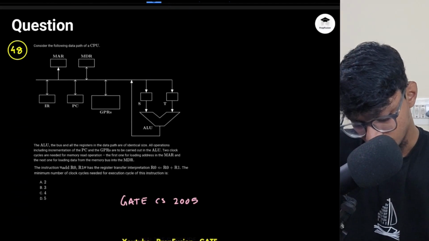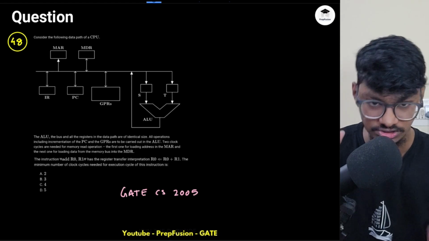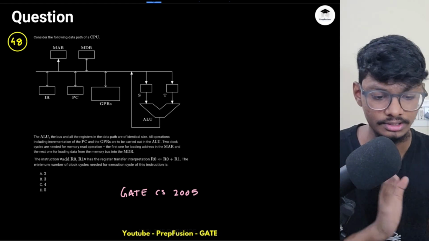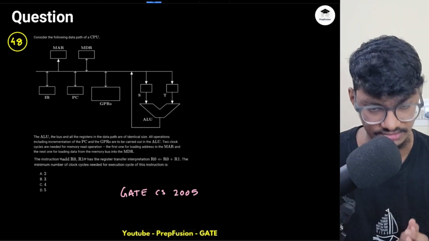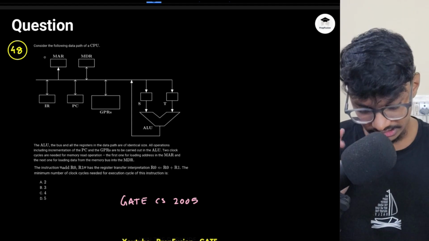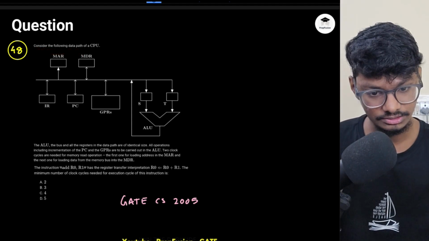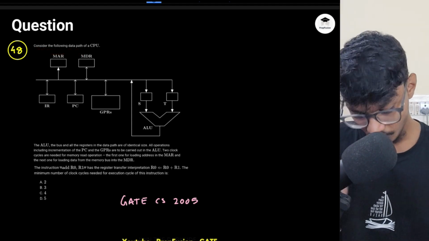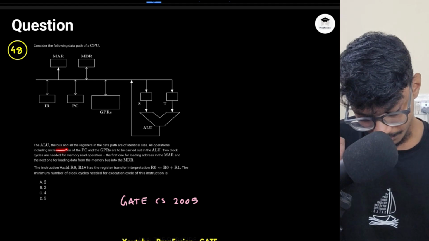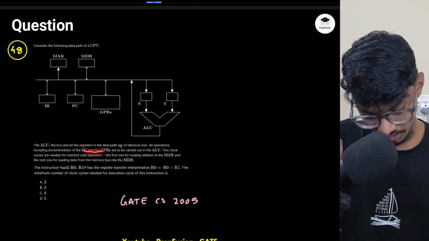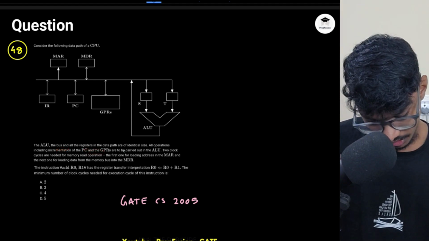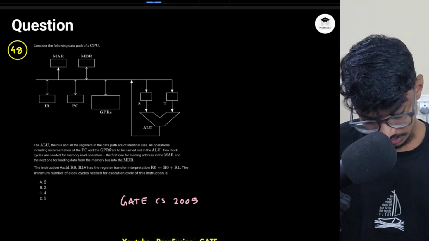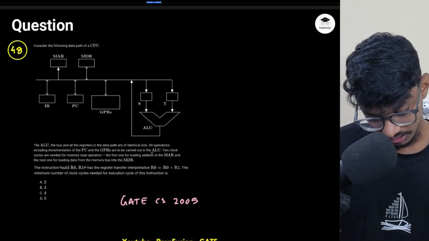Okay, so let's do a question. Try to pause the video and, whatever concepts you have learned till now, try to solve it by yourself. Let's read this question. Consider the following data path. The ALU, the bus and the registers in the data path are of identical size. So everything is of identical size, all the registers are identical size.